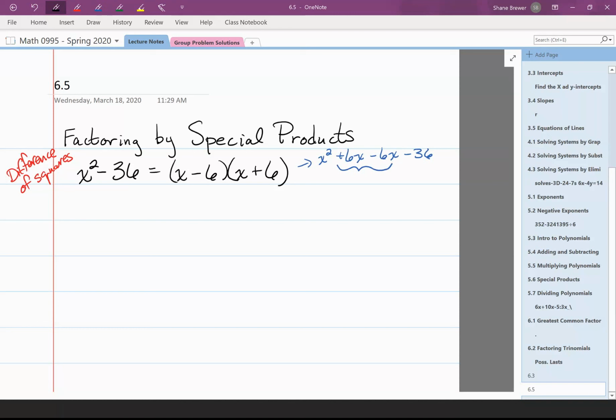All right, let's try another one, just another simple one. x squared minus 100. You can see that it's a difference, subtraction of something squared minus something else squared.